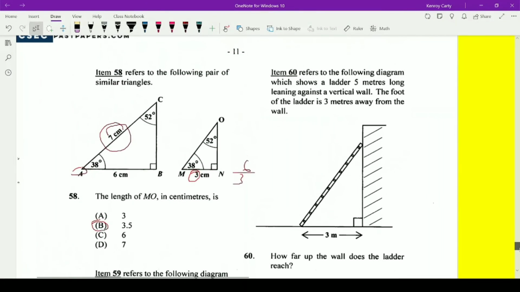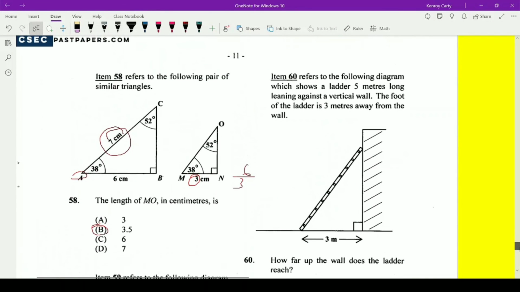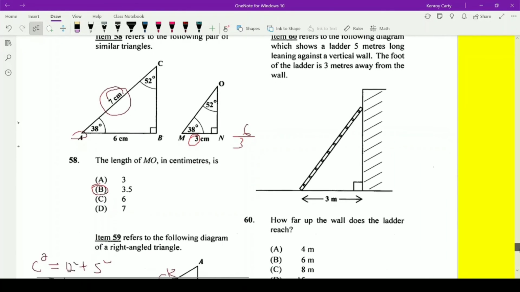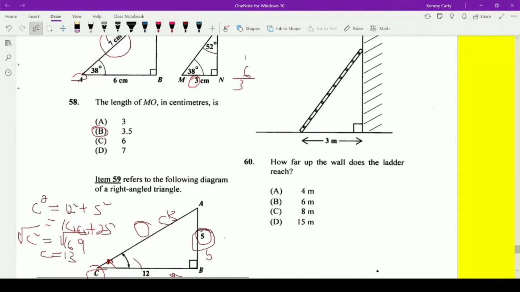Alright, item 30 refers to the following diagram, which shows a ladder 5 meters long, leaning against a wall. The foot of the ladder is 3 meters away from the wall. So what you need to do is to put on all the important information. That's 5 meters. It's also good to know certain Pythagorean triads. It says, how far up the wall does the ladder reach? Which is this side over here.